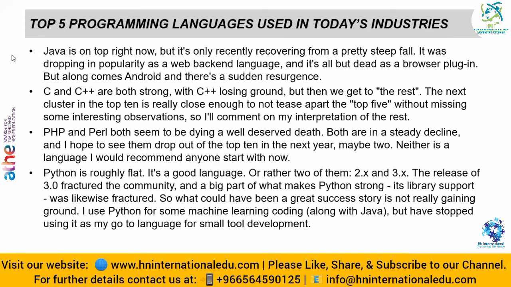Now, what are the top 5 programming languages used in today's industries? Java is on top right now, but it's only recently recovering from a pretty steep fall. It was dropping in popularity as a web backend language and it's all but dead as a browser plugin. But along comes Android, and there's a sudden resurgence. Java was about to fall because of some conditions, but when it collaborated with Android, it started rising again and it is on top right now.